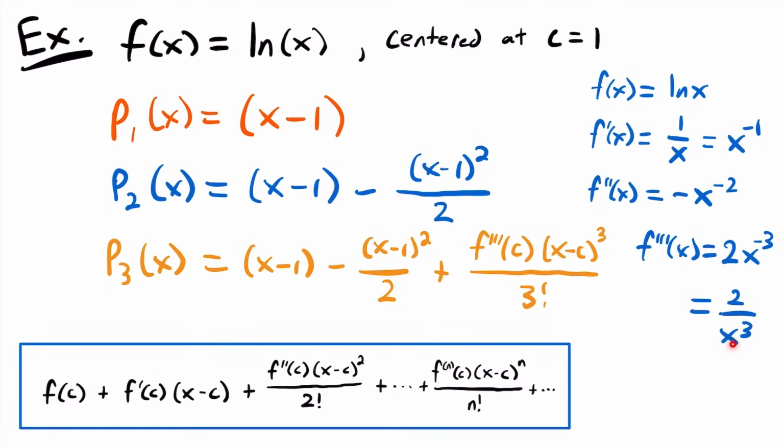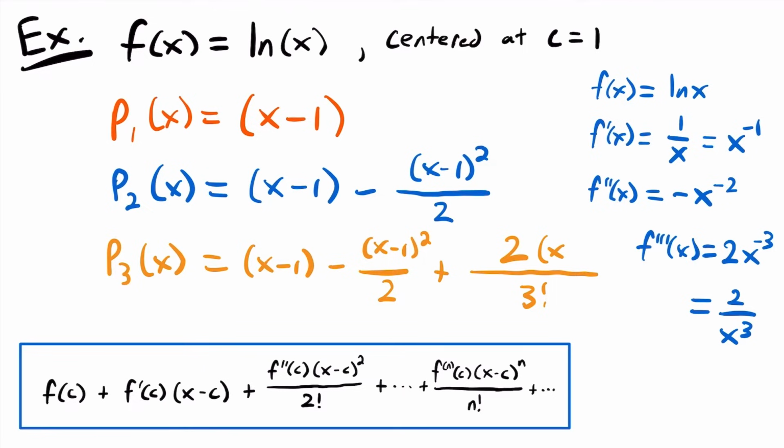So this is our third derivative, and if we evaluate that at c, like we need to do for this term, our value of c is 1, so we have 2 divided by 1 cubed. That's just going to be 2 divided by 1, which is 2. So I'll replace f triple prime of c with what it's equal to, which is 2, and then we have x minus c cubed. That will be x minus 1 cubed, because c is equal to 1. So I'll rewrite this.